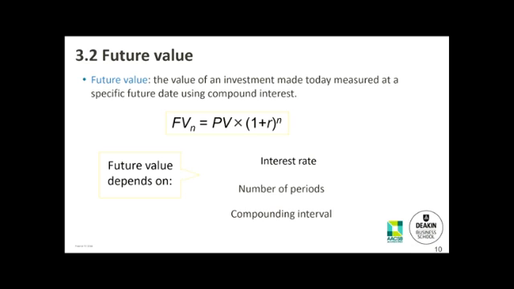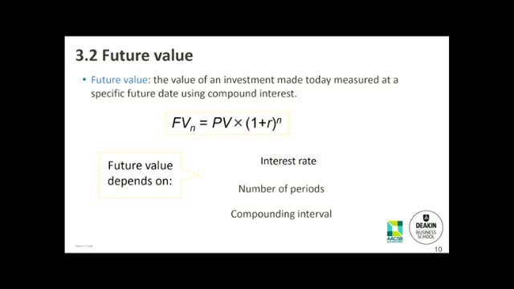Future value is the value of an investment made today, measured at a specific future date. Future value depends on three components. In this equation, as you can see, it depends on the interest rate. If I put money into the bank, my future value depends on the interest rate. Think about my example: the higher the interest rate, the higher the future value. It also depends on the number of periods. The longer you leave the money in the bank, the higher the future value, right?